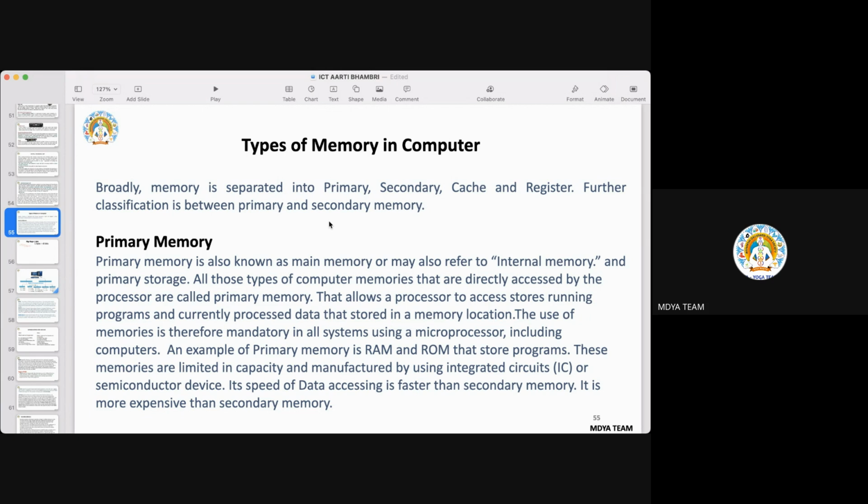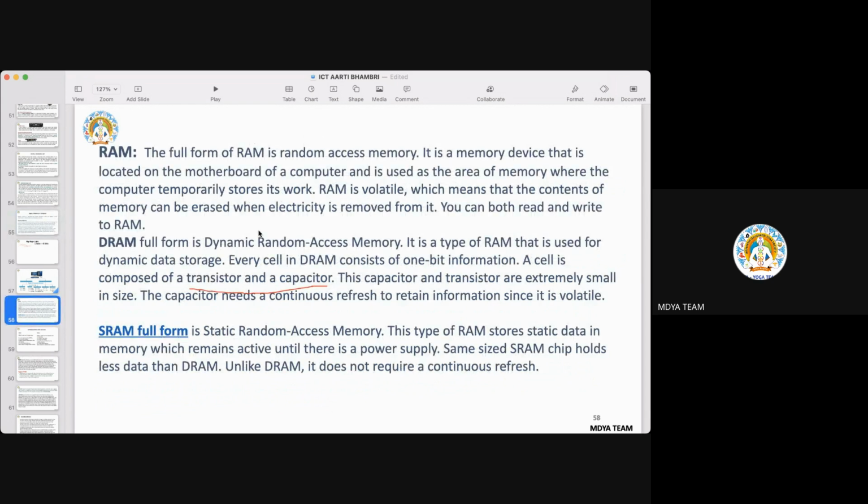So secondary memories have speed, but not much speed, because they are just for storing the data. But functioning of the computer is done by the primary memory. So it is more expensive than the secondary memory. All right. Okay. Now RAM. RAM means random access memory.